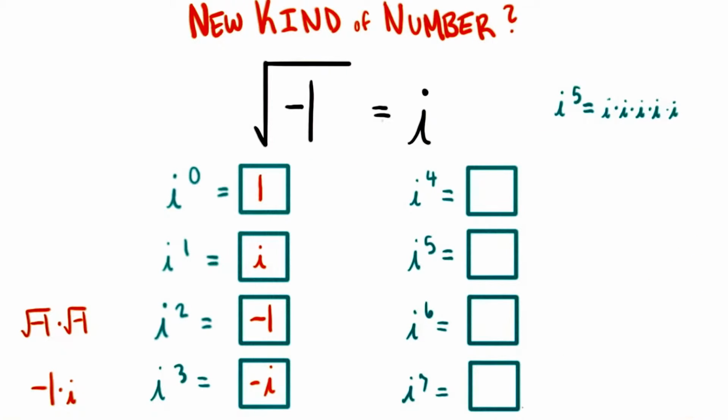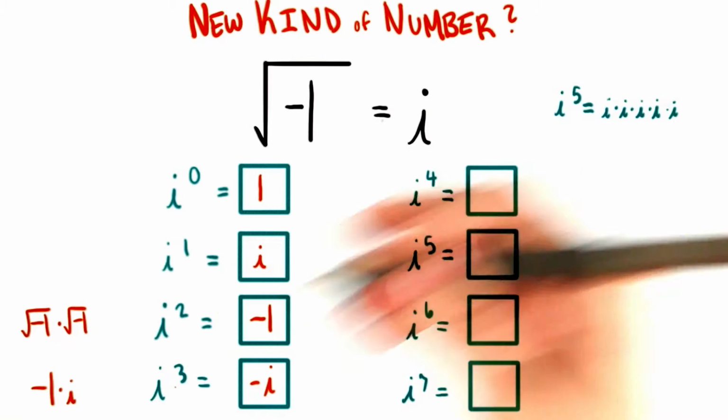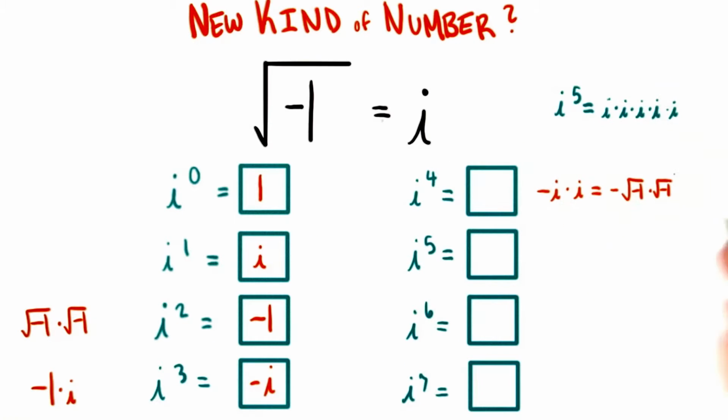Let's see what happens in this column. i to the fourth should be i to the third times i again. That means we're multiplying the square root of -1 by itself and then taking the negative of that number. So this is -(-1), which is just equal to 1. Oh, that's funny. That's the same as i to the 0.